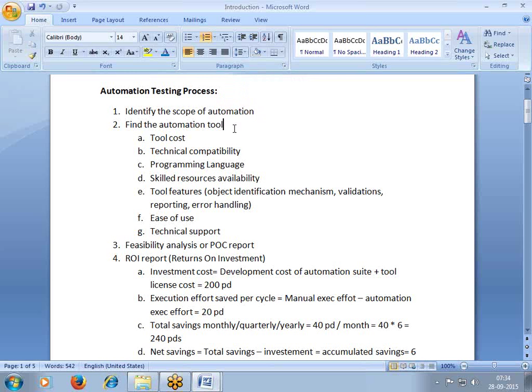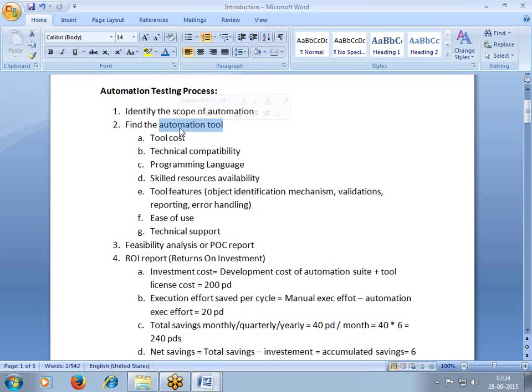After that, we have to find which automation tool is good to automate this project. In some projects, clients may already have some automation tool, and we can use that tool directly. In some projects, clients may not have any automation tool, and may ask you to decide or suggest some tool to automate our project. In such a scenario, we have to find out which tool is good for this particular project.